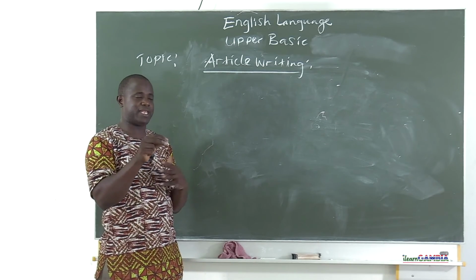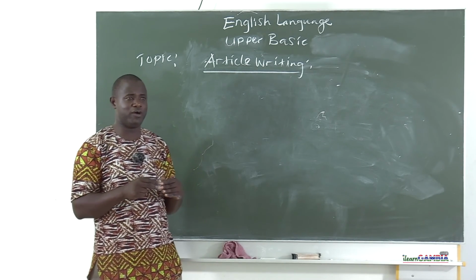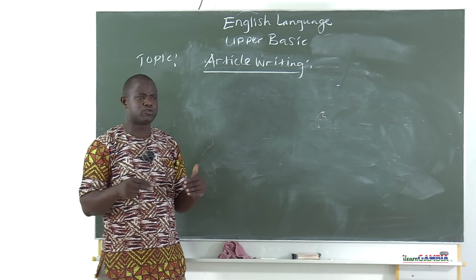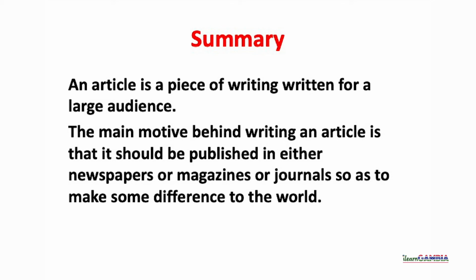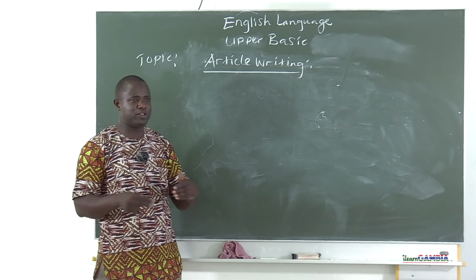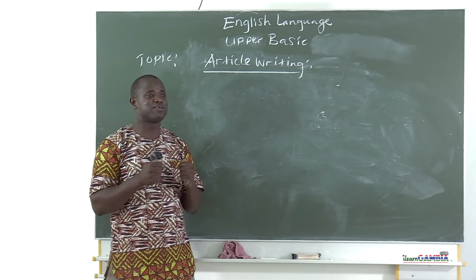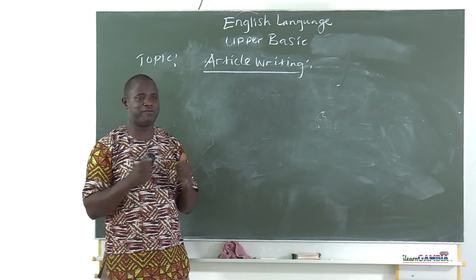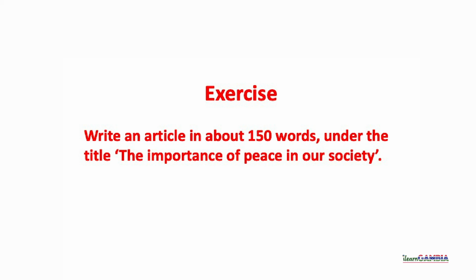So this is how we write an article. All right, we move on. Good. So in summary, an article is a piece of writing written for a large audience. The main motive behind writing an article is that it should be published in either newspapers or magazines or journals so as to make some difference to the world. So that's it for today. So take this exercise: write an article in about 150 words under the title, The Importance of Peace in Our Society.